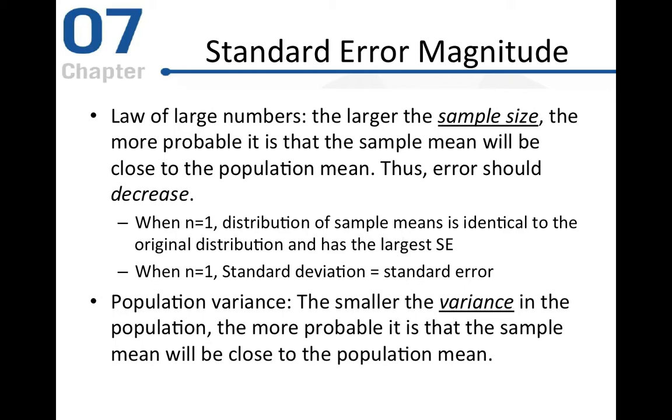As the sample size increases, error decreases, because the mean from that sample size will be more representative and a more valid statistic when trying to take that information and extrapolate it to the population. The population variance will also play a role.